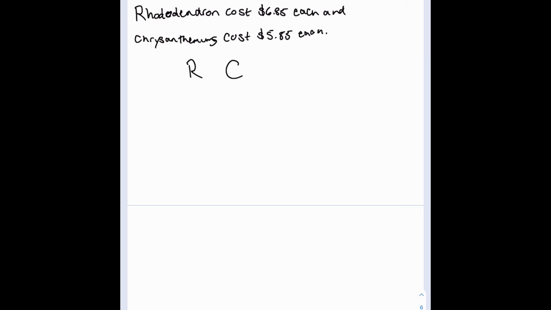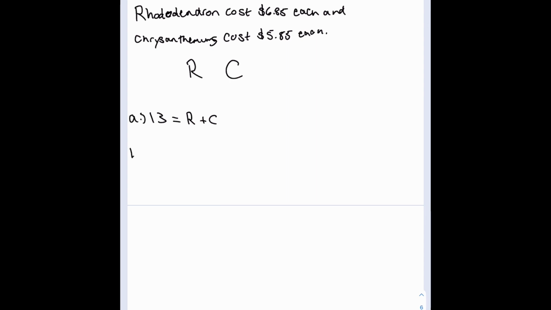Write an equation in terms of R and C describing the total number of flowers he bought. So, we remember that he purchased 13 total. So right off the bat, we know that 13 is going to equal something because he bought 13 total. And we know that there are only 2 types of flowers, right? The rhododendron and the chrysanthemums. So it should just be 13 equals R plus C, and that's our equation. Because the total number of rhododendrons he bought plus the total number of chrysanthemums should equal the total number of flowers he bought, because he only bought those two kinds. So this is the answer to part A.